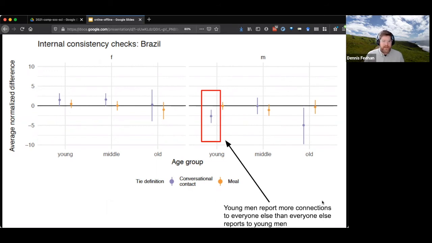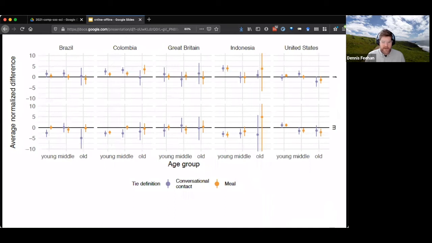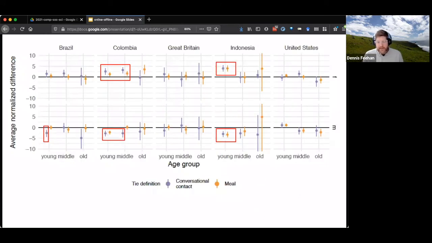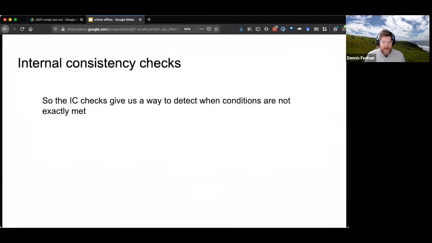Okay, so this is the picture for Brazil. I just showed you the picture for Brazil, and now we're going to look at the picture for all of the countries together. And you can see that in many cases, these confidence intervals do include 0, but there are some notable examples where they don't, which suggests that there's some reporting error. This is particularly true in Colombia and Indonesia among young people. So that's something that we need to be aware of when we interpret our results. And it's also something that we can use to help improve the method in the future. I'll talk about that a little bit now.